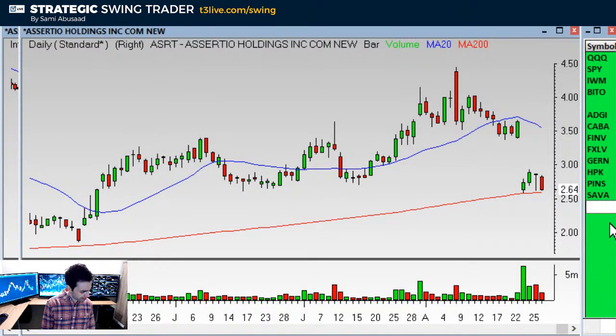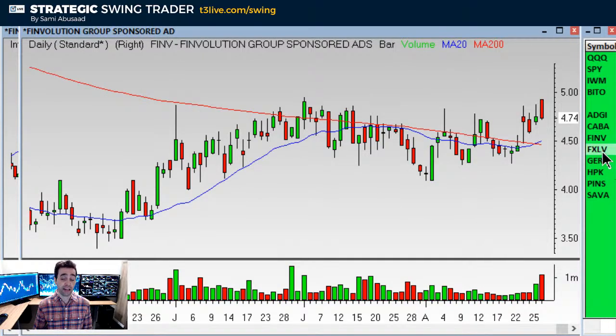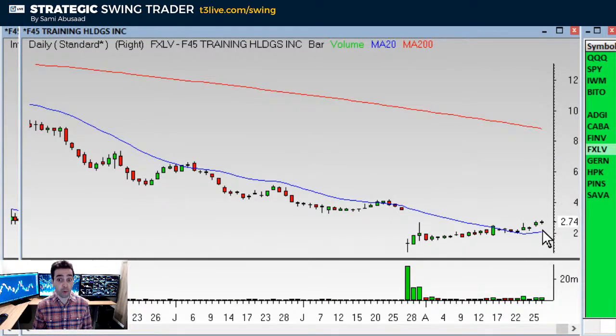Hold on one sec. I don't remember where it is. I have a notebook where I keep all my gaps, but I'm not sure. Okay, ignore. I was just going to show you a similar idea to the FINV, to the FXLV that really worked just a couple days ago, but I don't want to waste your time.